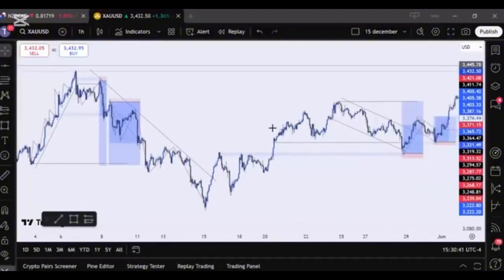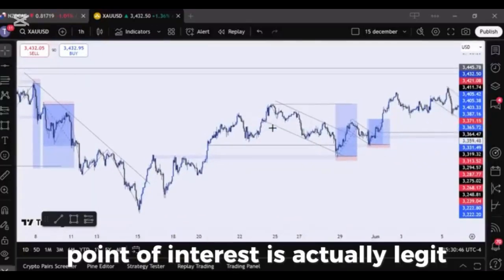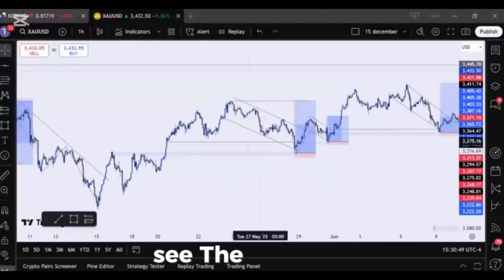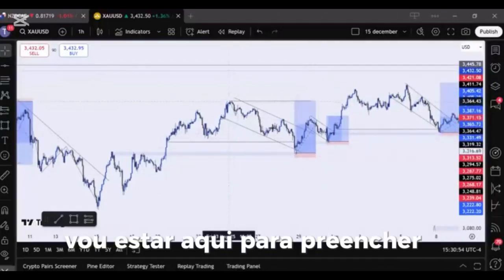If market starts trying to trigger a point of interest, I'm sure that if that point of interest is actually legit, you will see some kind of trend line manner there. See, the first time, trend line liquidity will tell you where your take profit level will be. It will be up here to play this trend line liquidity.